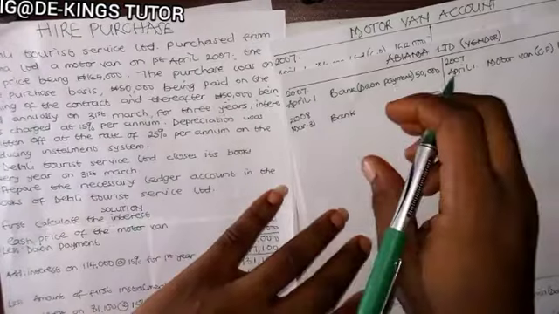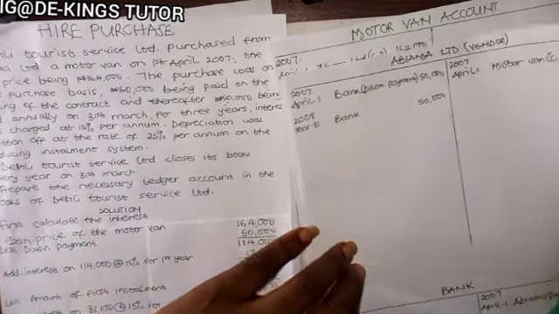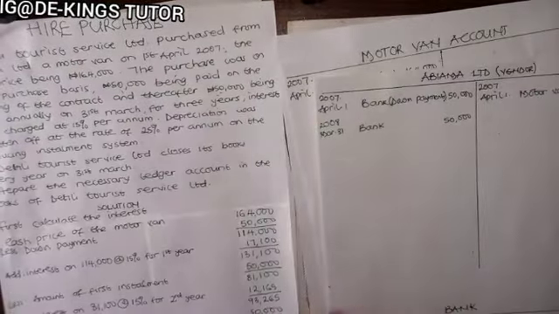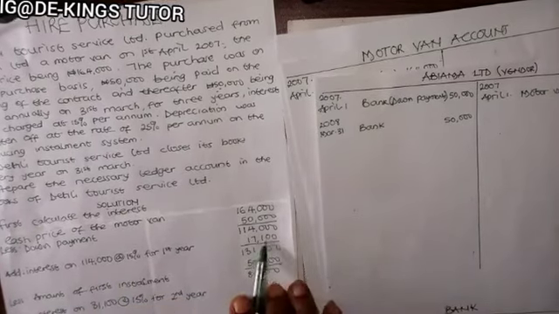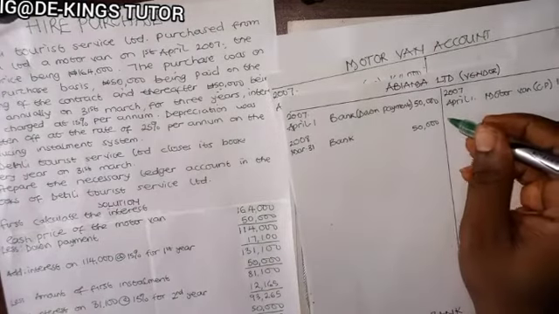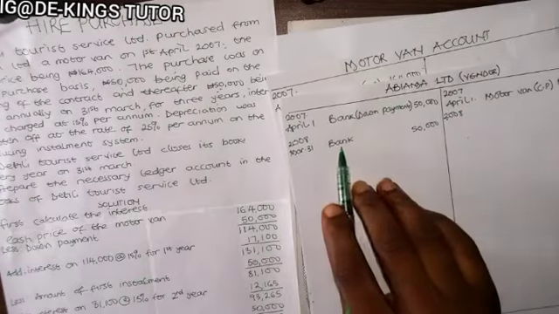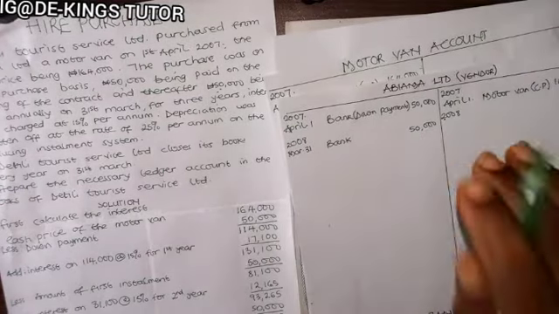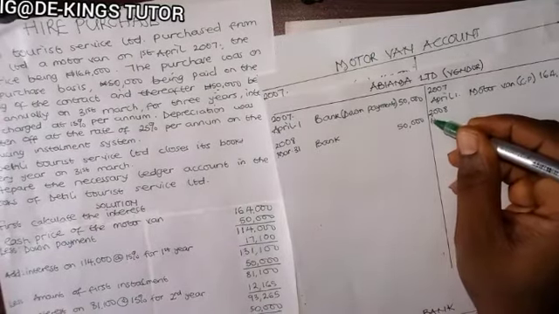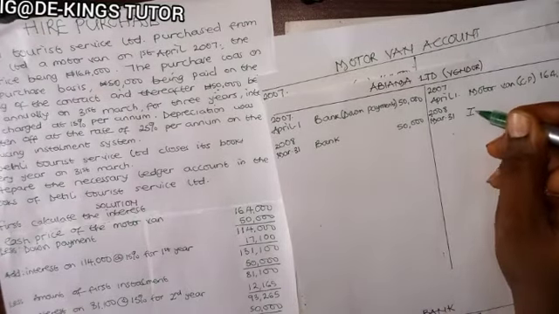Now the interest that was embedded there will be shown here. You credit the hire vendor's account and you debit the interest account. So we also have for interest. The interest for the first year is 17,100. Okay, so we're going to have it here in that same year, 2008. When they are paying this money for the installment, that is when the interest also is being paid together. So we'll have March 31st, interest account.